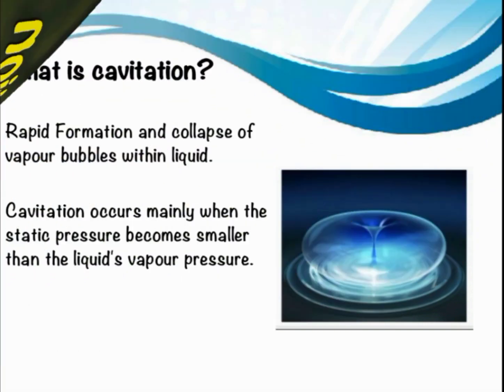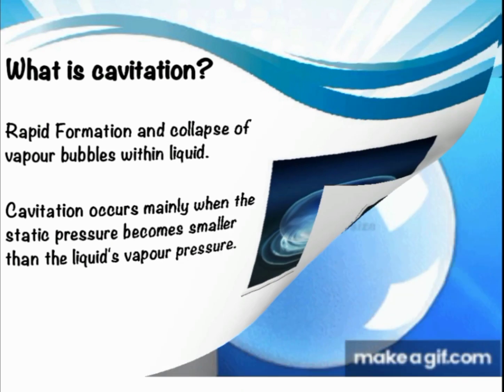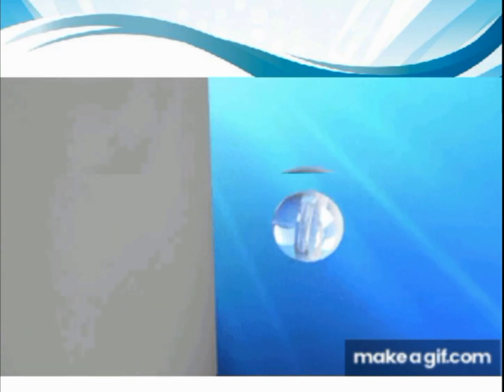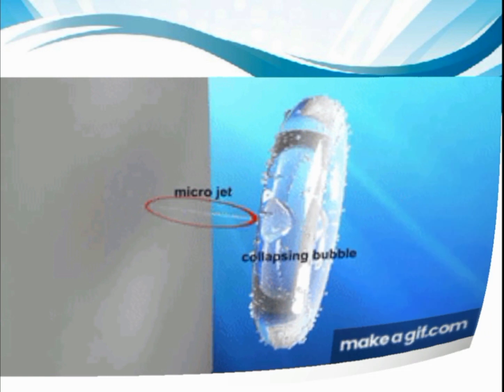What is cavitation? Cavitation is the rapid formation and collapse of vapor bubbles within a liquid. Such cavitation bubbles occur mainly when the static pressure becomes smaller than the liquid's vapor pressure. Types of cavitation.